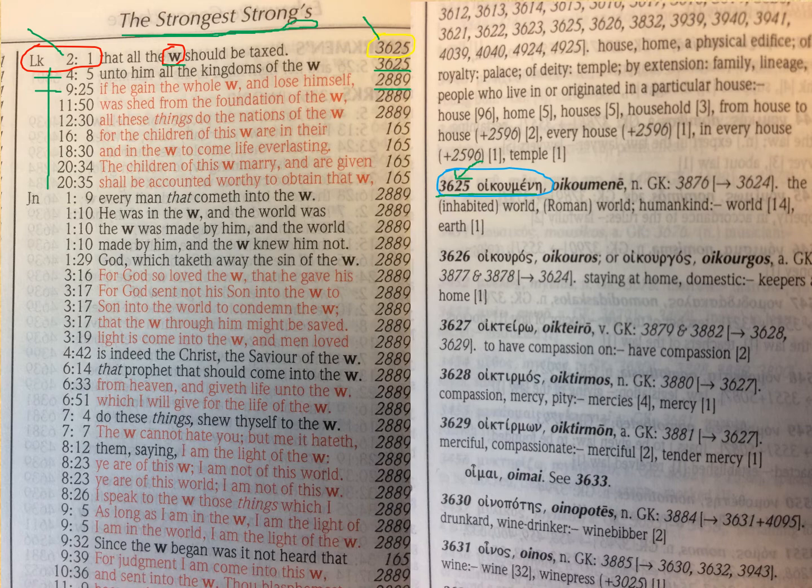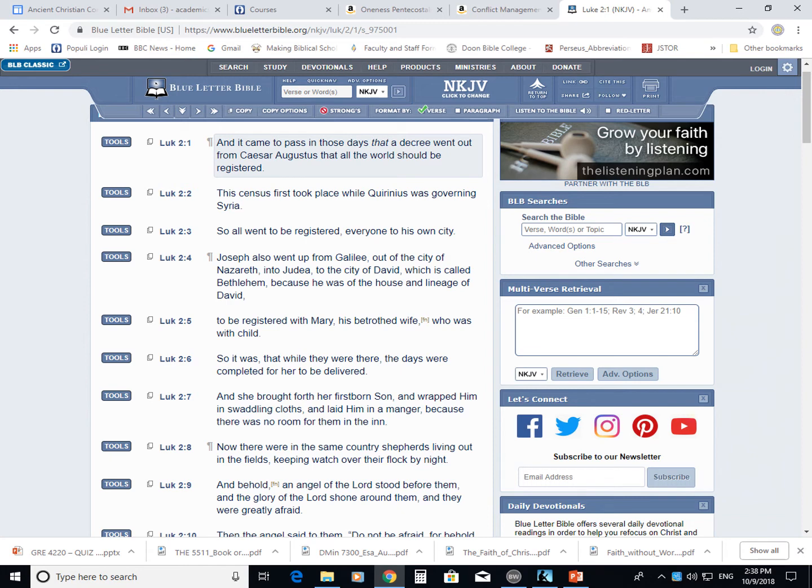So now you'd have to go again to the back of the concordance, go to the dictionary section and look at the number 2889. And similarly, you can see here that there's still another Greek word for the world that Luke uses, number 165. So this is the way that you would be able to find the English word and also the underlying Greek word.